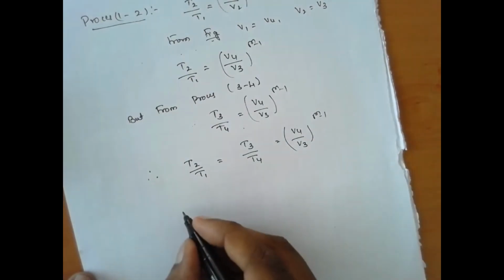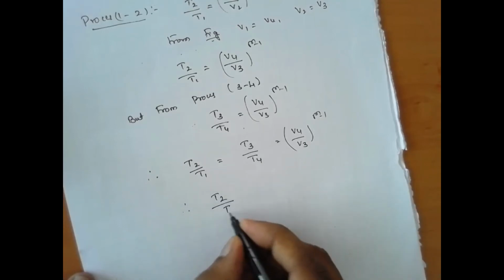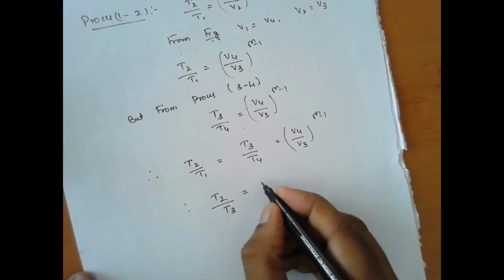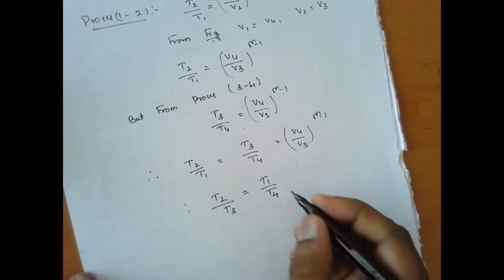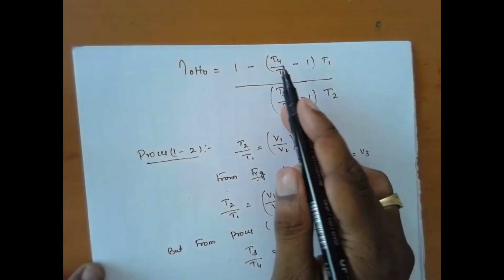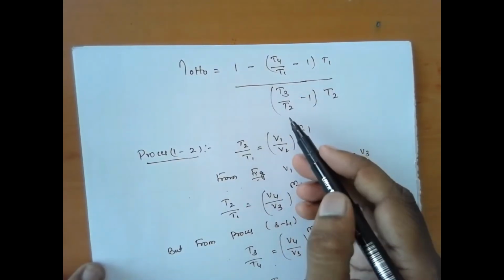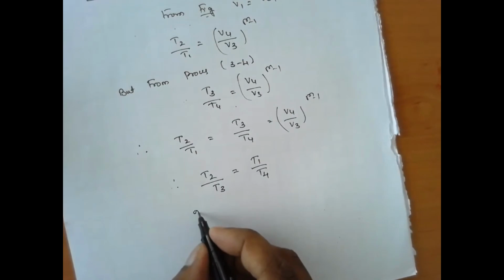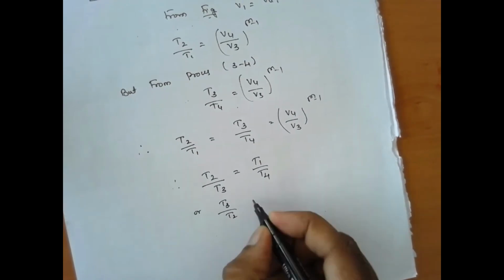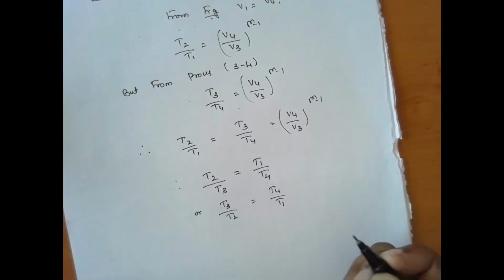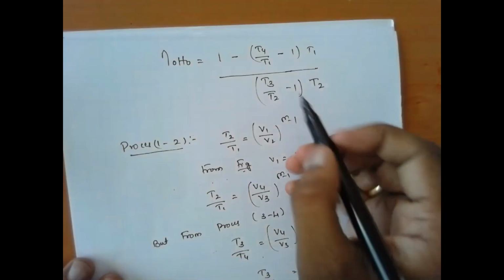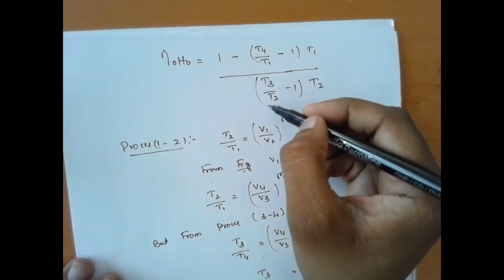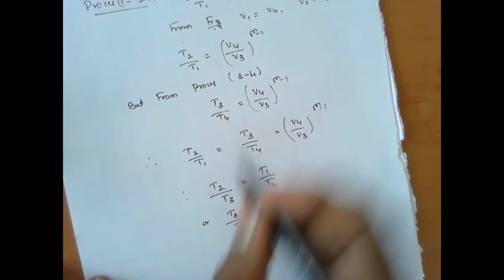Then you can alter this: T2 by T3 is equal to T1 by T4. I require T4 by T1 as well as T3 by T2, so I need to make them equal. So you can rewrite T3 by T2 is equal to T4 by T1. Here I can cancel T4 by T1 and T3 by T2 because these two are equal. So the equation reduces to 1 minus T1 by T2.